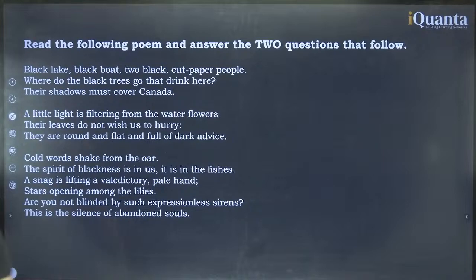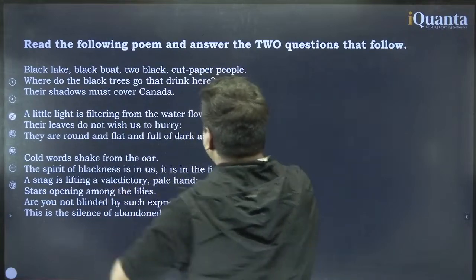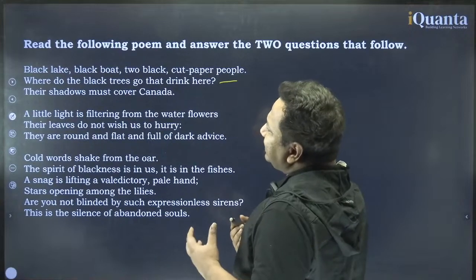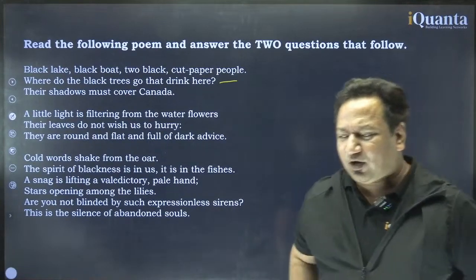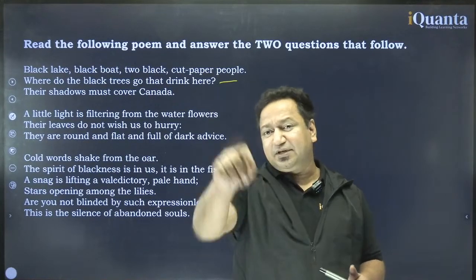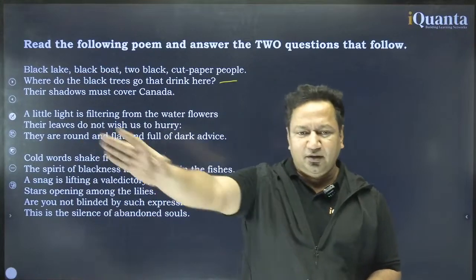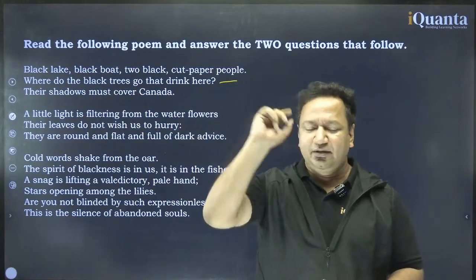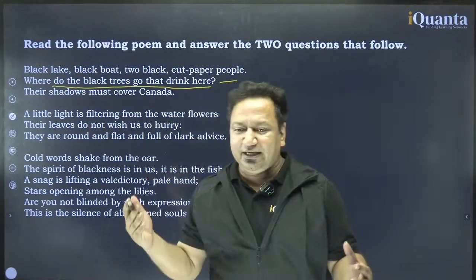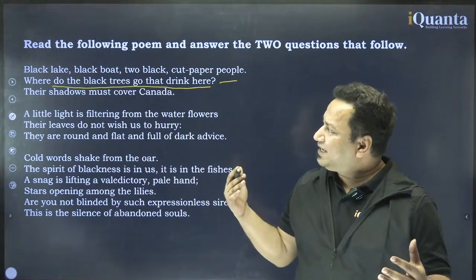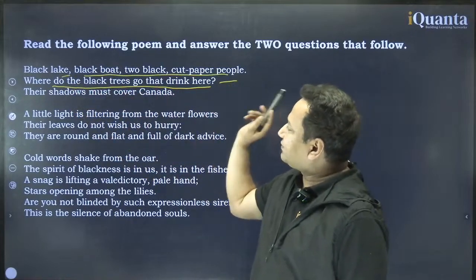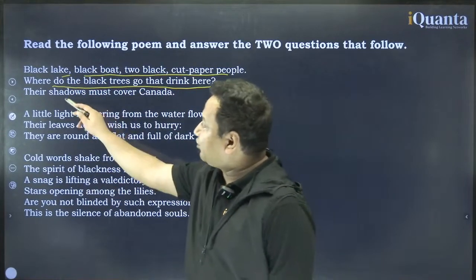All right. So think about it. This is a question mark, isn't it? It's an interrogative sentence. Where do the black trees go that drink here? So can you imagine that the author was probably standing somewhere in the forest, and in that forest, at some distance, there was some kind of lake, pond, river, brook, any kind of water body, isn't it? Because why would the author ask this? And she, Sylvia Plath, must have been seeing it from a distance. That is why everything looked black. Is that right? And shadowy as well.